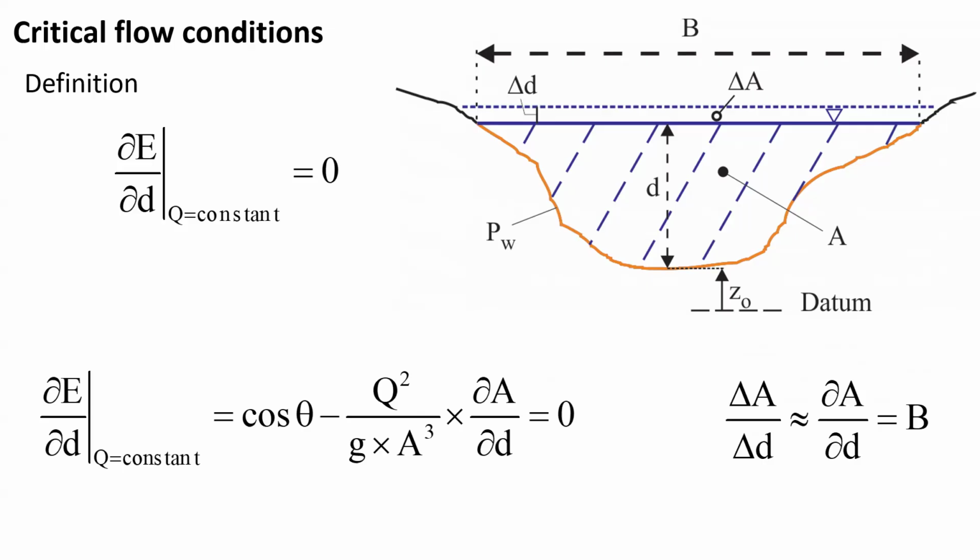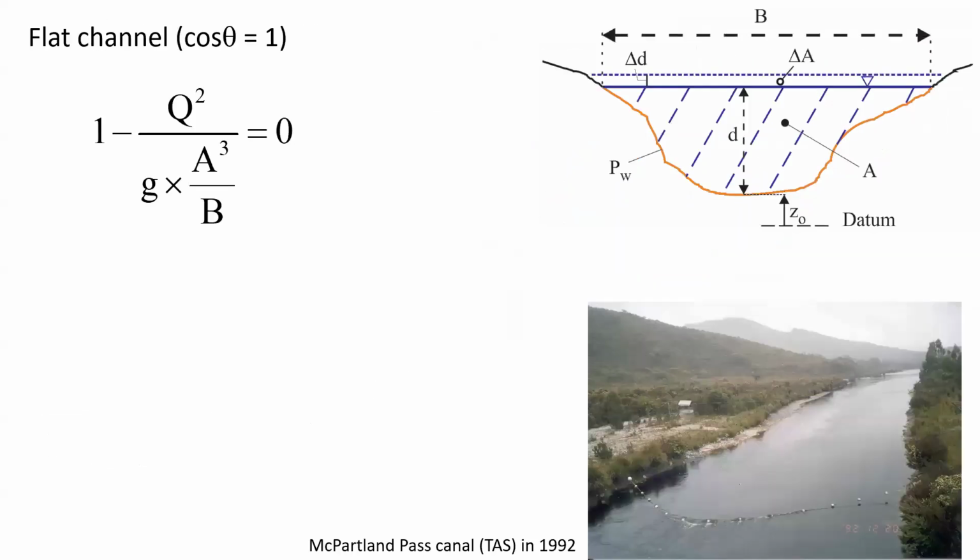Now, if we look at this sketch, any small increase delta d in water depth will lead to an increase in cross-section area delta A equal to B times delta d. Thus, we obtain for a flat channel, assuming cos theta equal 1, a relationship 1 minus Q squared over g, A cubed over B equals 0 as the critical flow condition. We note that this relationship might be rewritten as V over square root of g times A over B equal 1, which is somehow equivalent to a Froude number.